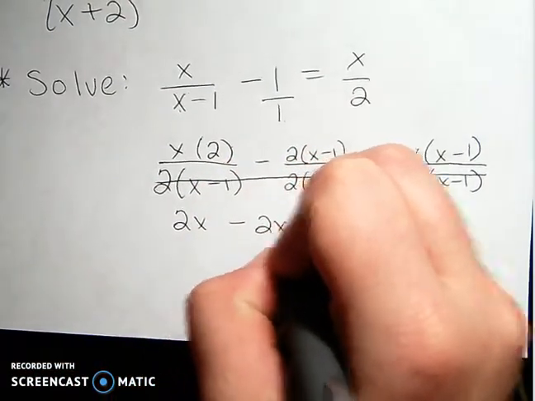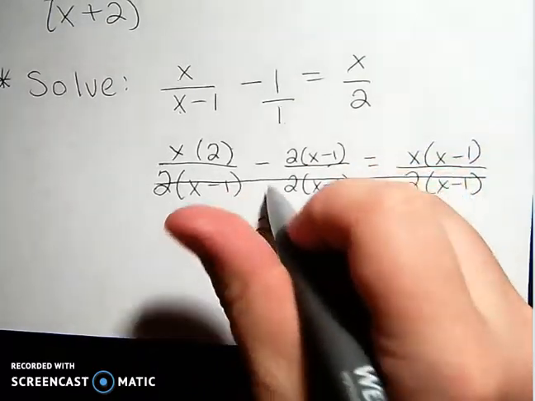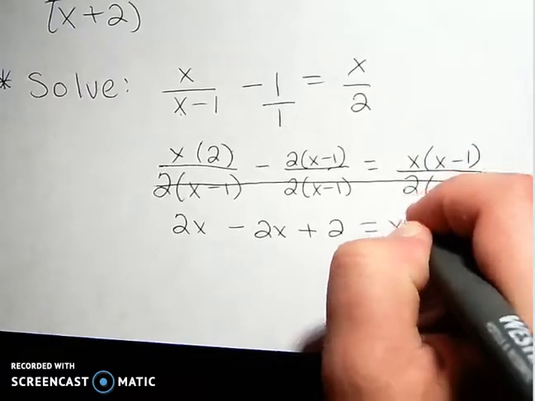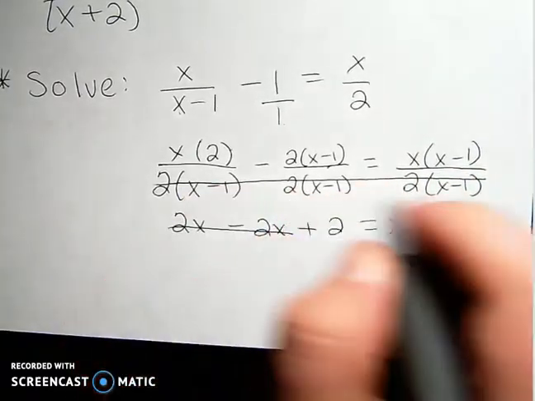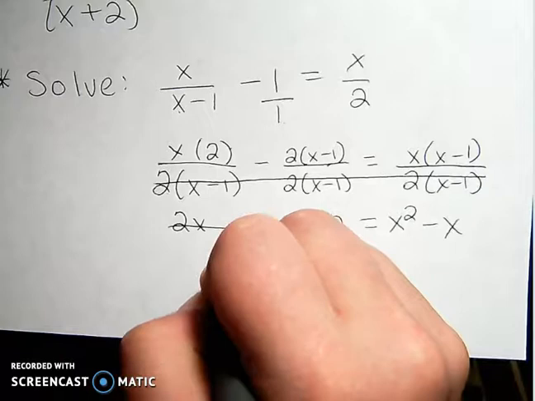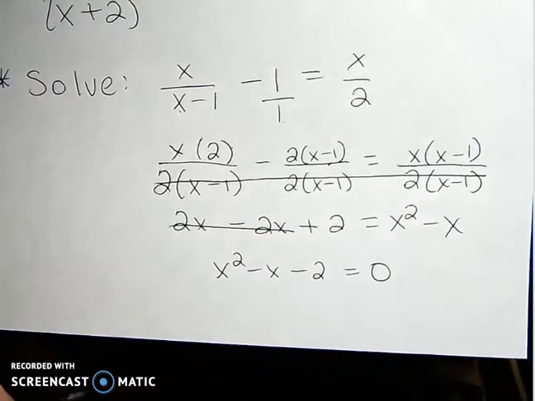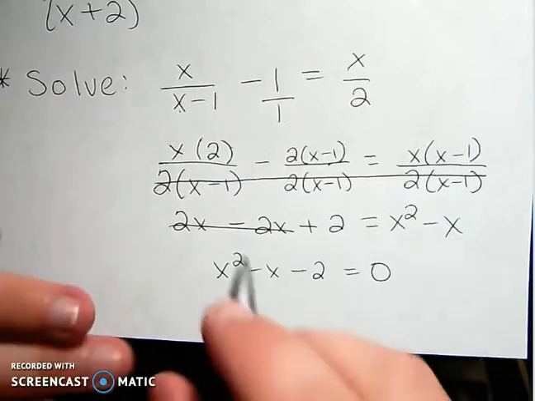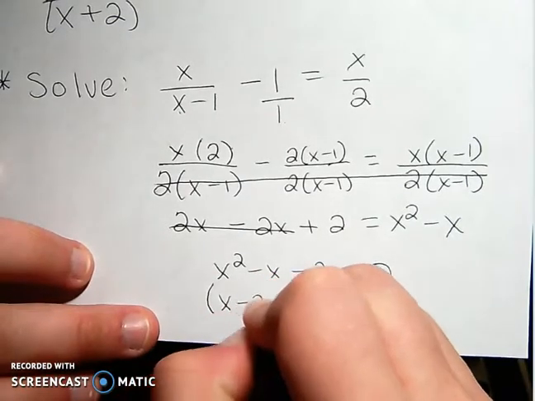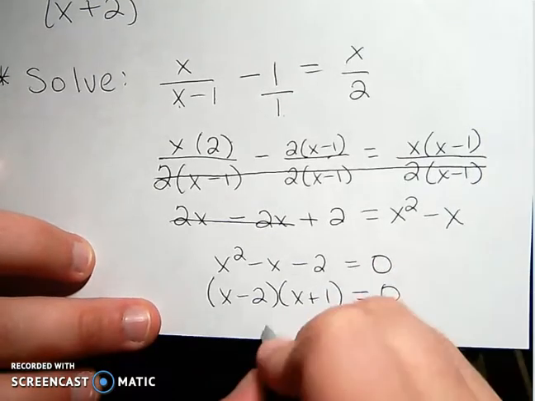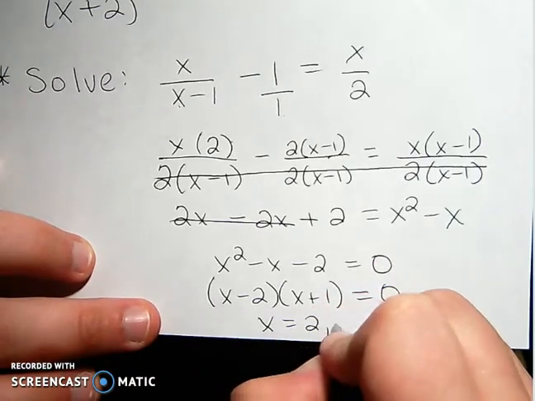2x minus 2x plus 2, because you're just minusing this, kind of distributing a negative, equals x squared minus x. These cancel. I have x squared minus x minus 2 is 0 when I get everything to one side. That factors into (x minus 2)(x plus 1) is 0. So x can be 2 or negative 1.